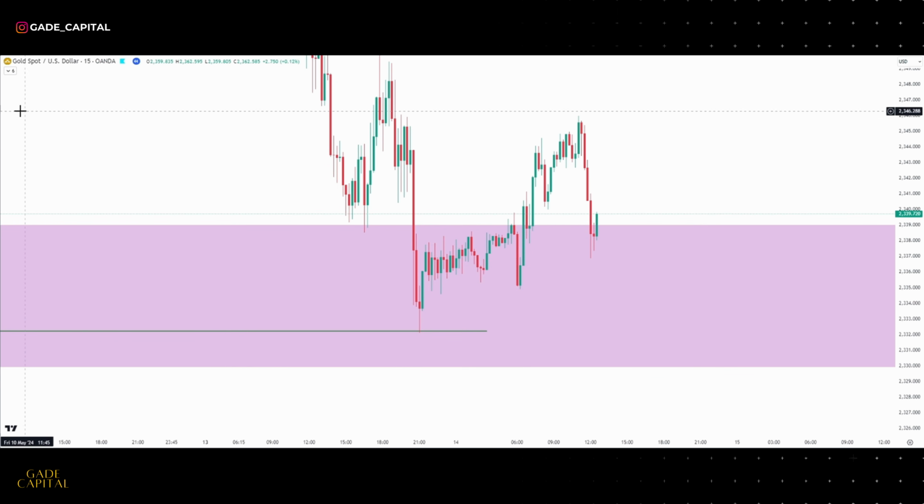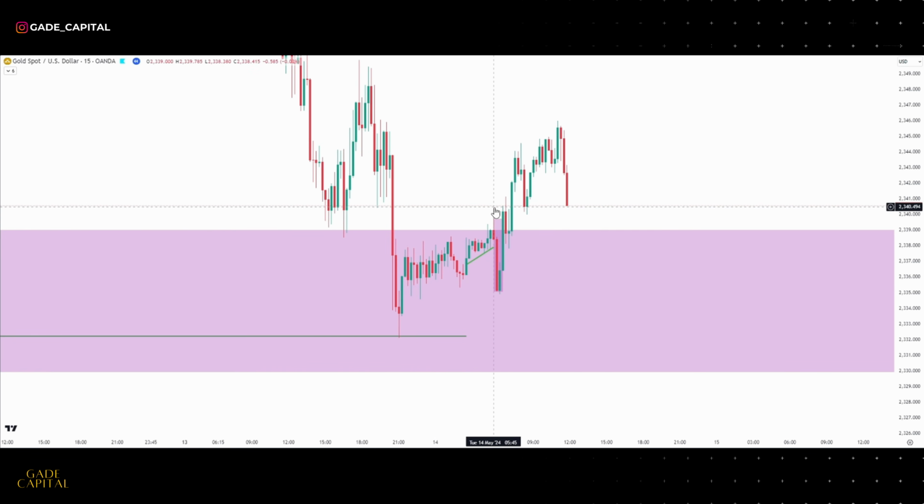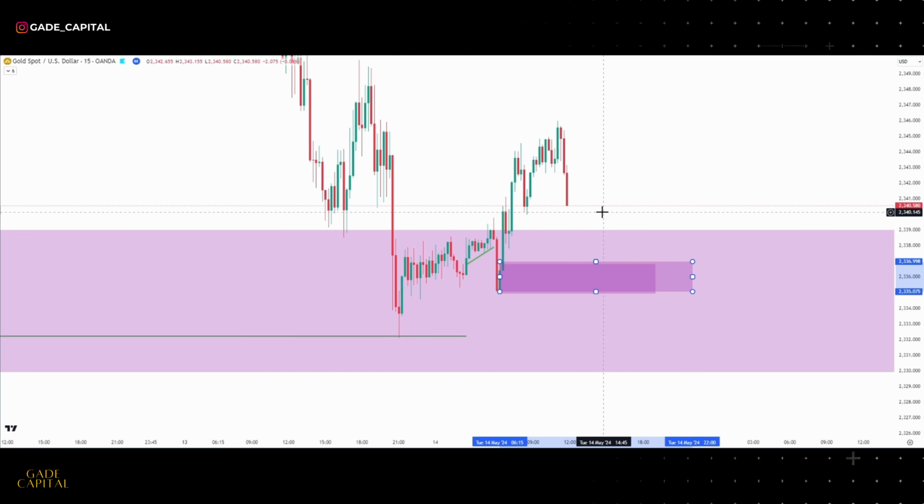So if we zoom in over here, we can see this candle swept all the liquidity and then gave us a break of structure. So this move swept all the liquidity. We can use this as point of interest. And there is also imbalance and order block below this. So we can enter directly at this order block.